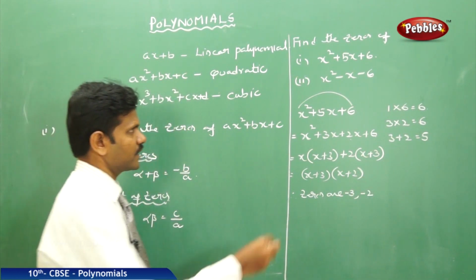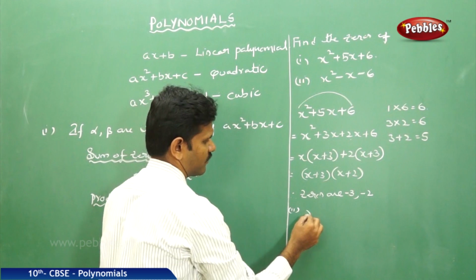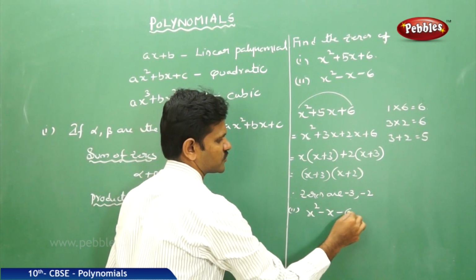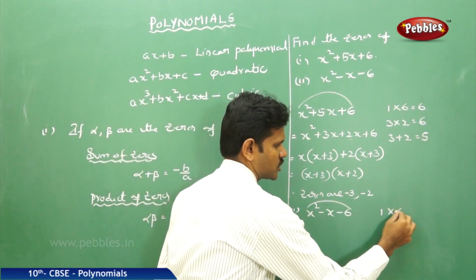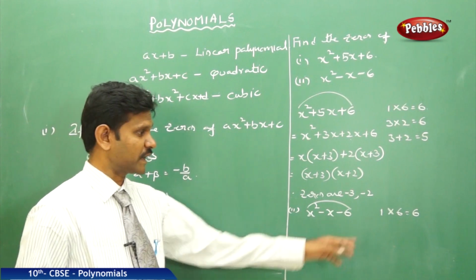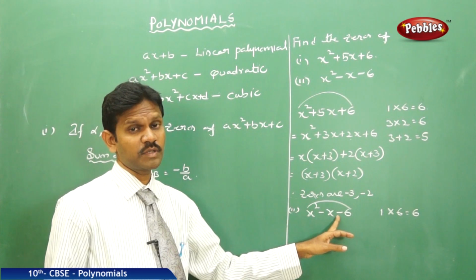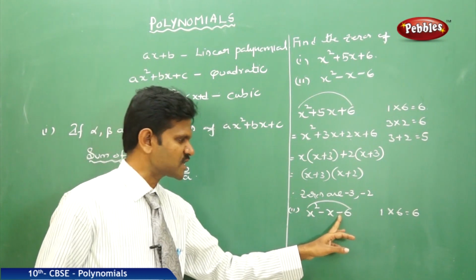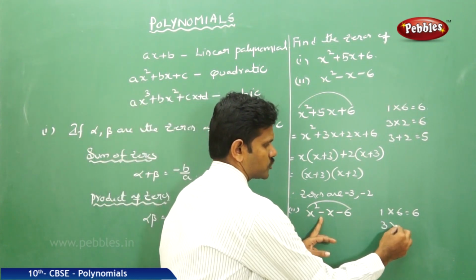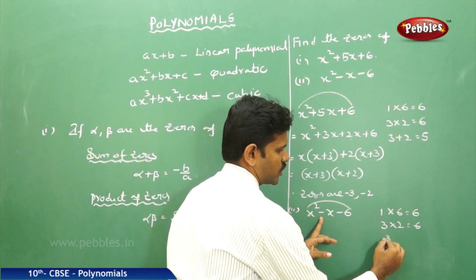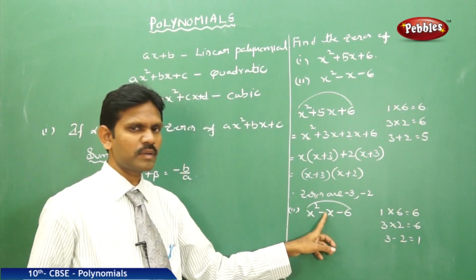Okay. Similarly, let us consider the second example, that is x square minus x minus 6. Again, 1 times 6 is equal to 6. You have to find the factors of 6, and let us check. The sign beside the constant is negative. That means your process is subtraction. After subtraction, you must get the number minus 1. Let us check. 3 times 2 is 6. 3 minus 2 is equal to 1. See, I got my number 1.